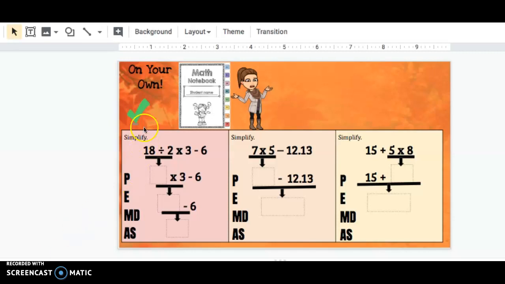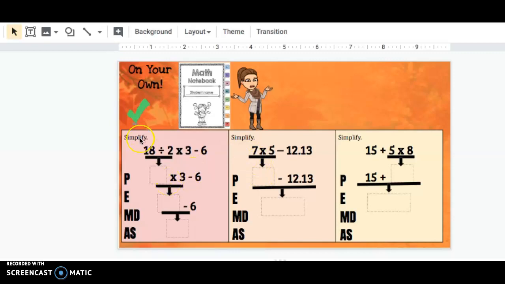Alright, so here's some practice problems that you guys will be completing on your own. Okay, do your best. I provided some help in these boxes since it is our first day on order of operations, and I want to make sure that you understand the process. So please use this as a resource as well. I'm not always going to do this, but since it is the first day, I am doing it for you.